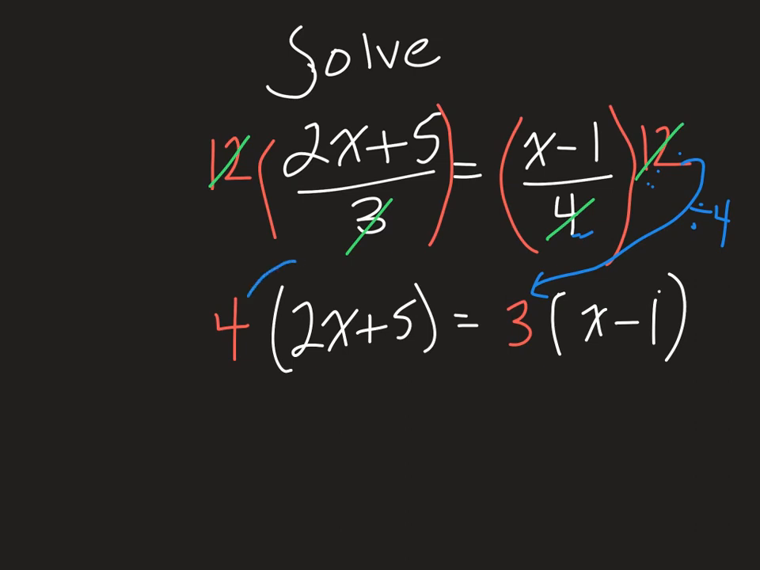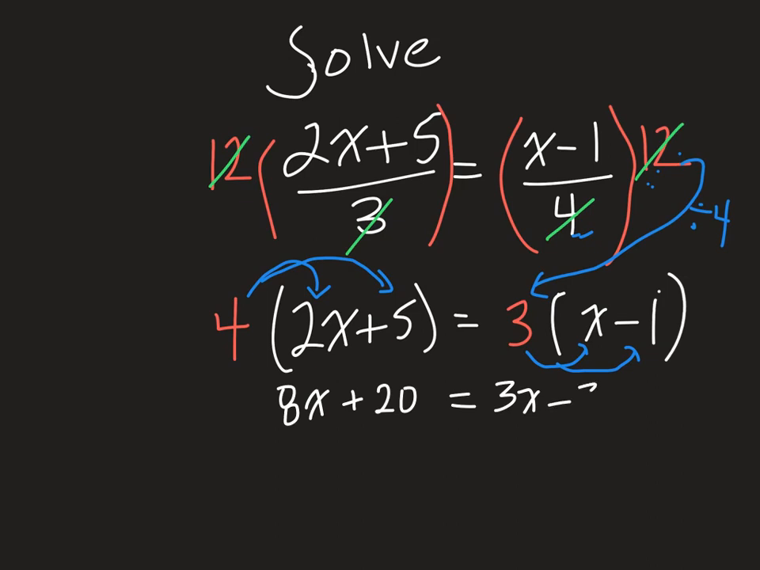Now what I'm able to do is distribute. So I'm going to use the distributive property. I'm going to distribute 4 into these brackets, and I'm going to distribute 3 into these brackets as well. So that's my next step. What's 4 times 2x? That makes 8x. What's 4 times positive 5? That is positive 20. What's 3 times x? It's 3x. And what's 3 times negative 1?